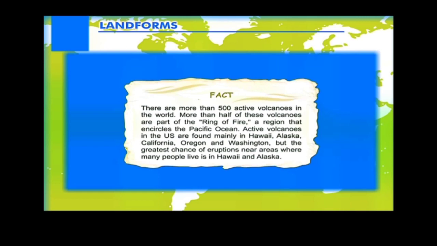There are more than 500 active volcanoes in the world. More than half of these volcanoes are part of the Ring of Fire, a region that encircles the Pacific Ocean. Active volcanoes in the US are found mainly in Hawaii, Alaska, California, Oregon, and Washington. But the greatest chance of eruption near areas where many people live is in Hawaii and Alaska.